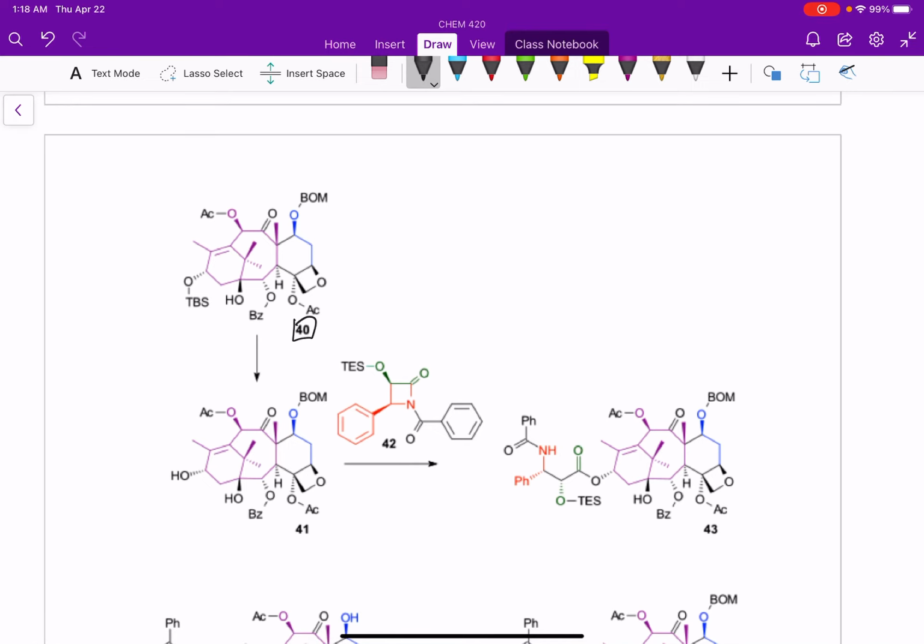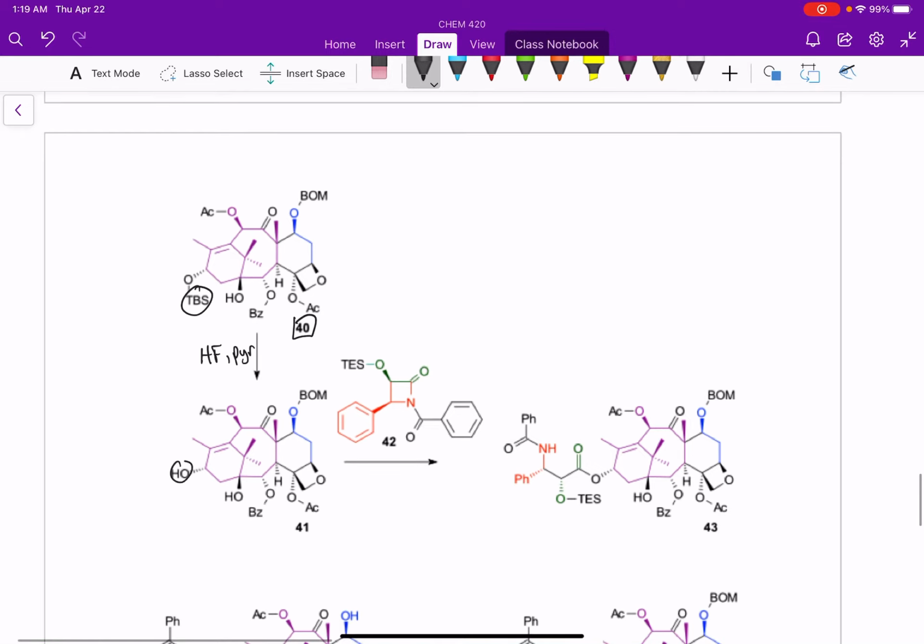Compound 40, need to deprotect that TBS group. Again, TBAF or HF pyridine. They used HF pyridine here. Probably had to heat it or react it a little bit longer than they did with the TES group, but not difficult to remove at all. That gets you the free alcohol, okay?